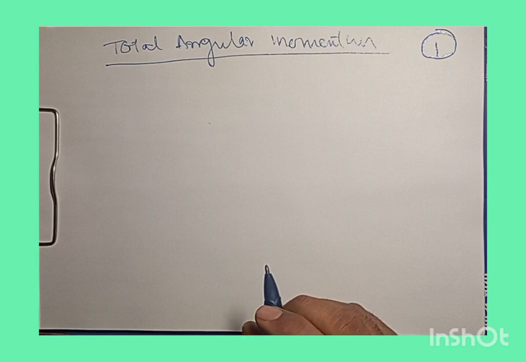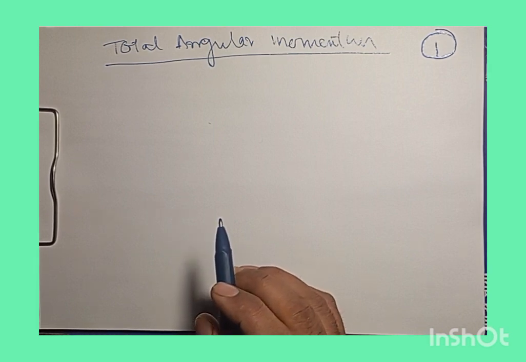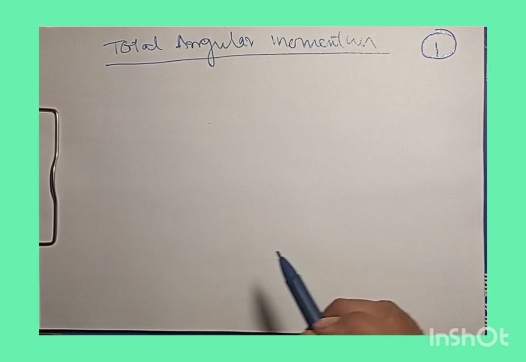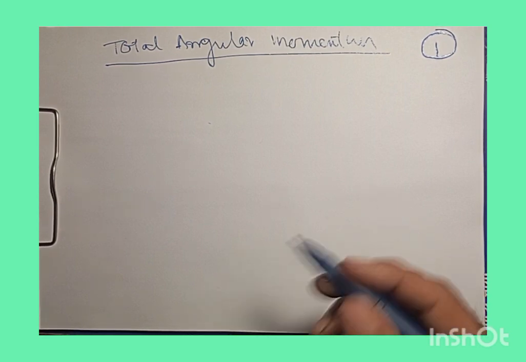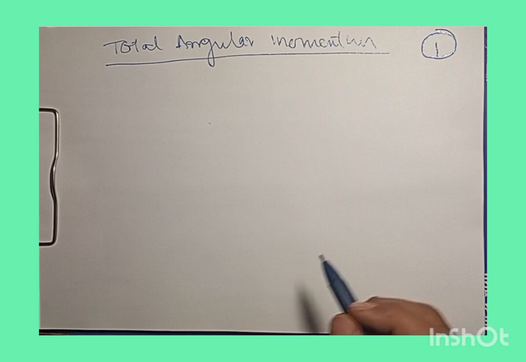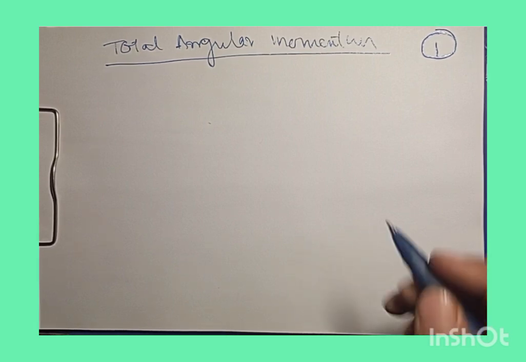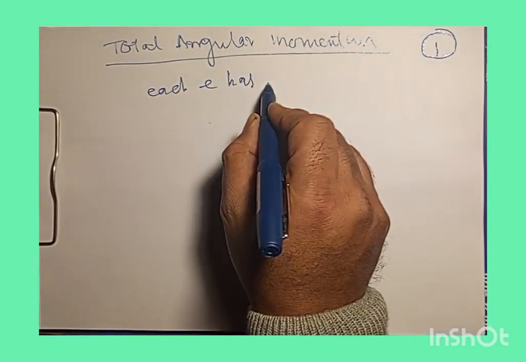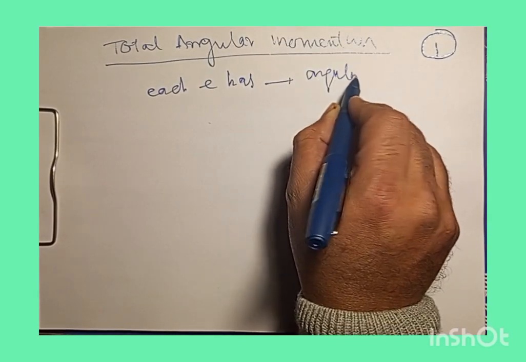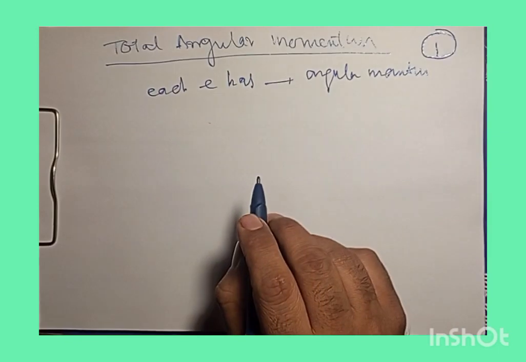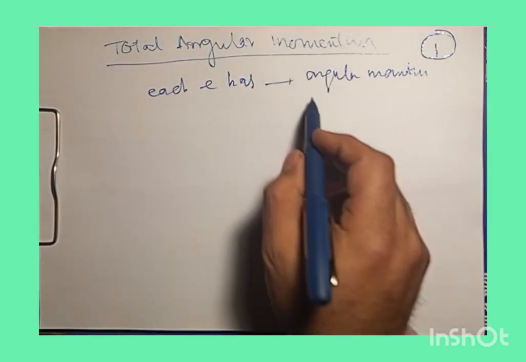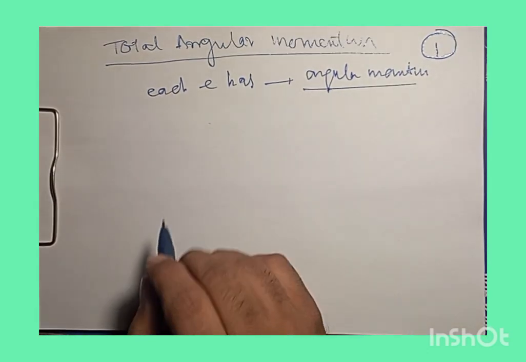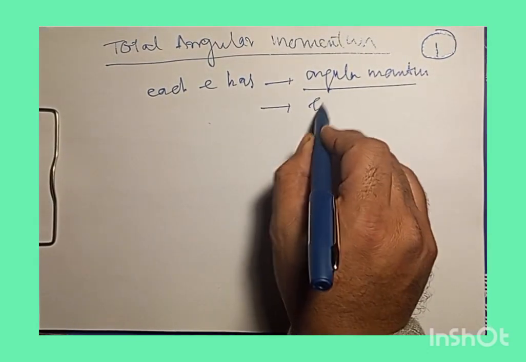So what we have to discuss now is that we would like to talk about the angular momentum and how we correlate the things. We have an atom, it has a nucleus and electrons, and each electron in an atom has certain orbital angular momentum, and it also has spin angular momentum.